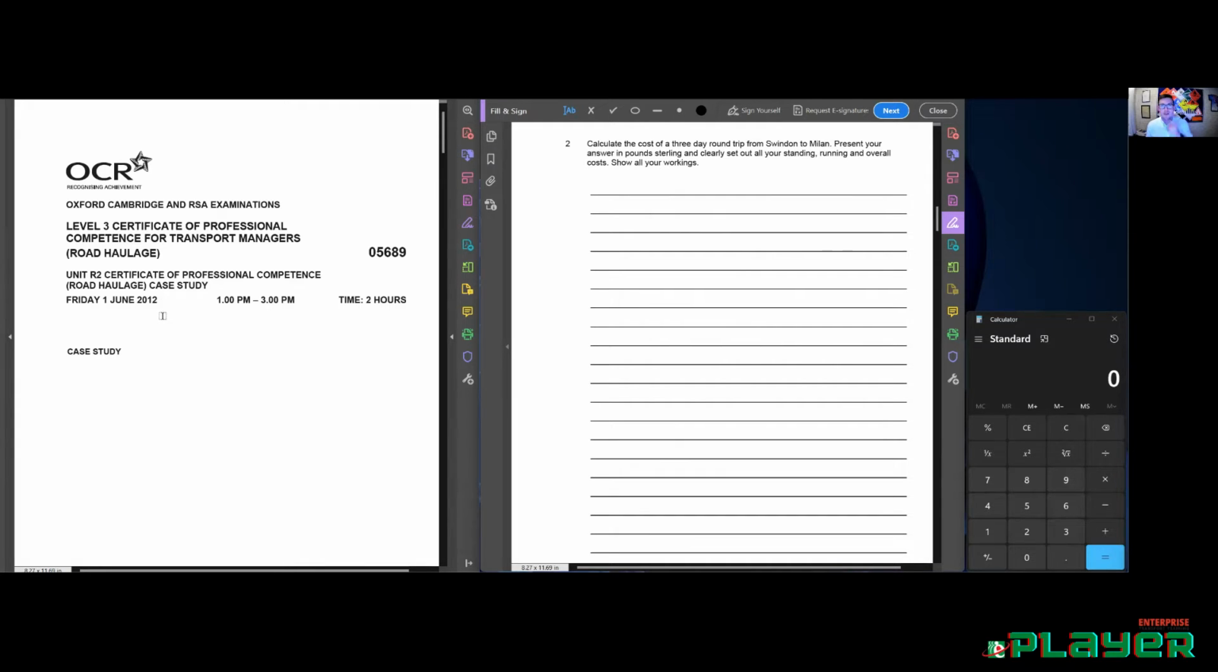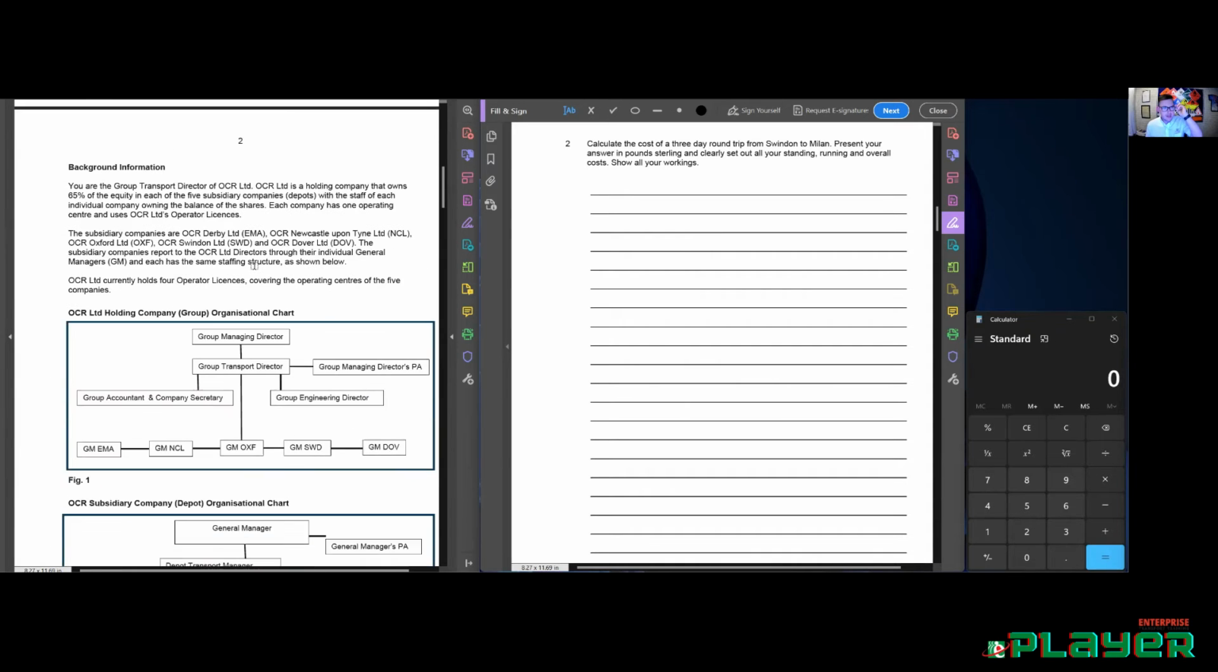So as I say, June 2012. This is our scenario then. The background information tells us that you are the Group Transport Director of OCR Limited. OCR Limited is a holding company that owns 65% of the equity in each of the 5 subsidiary companies or depots, with the staff of each individual company owning the balance of the shares. Each company has one operating centre and uses OCR Limited's operator licences. The subsidiary companies are OCR Derby, OCR Newcastle upon Tyne, Oxford, Swindon, Dover.